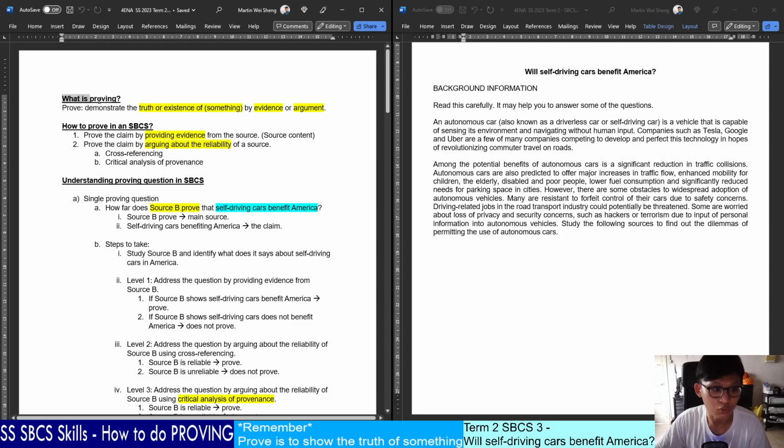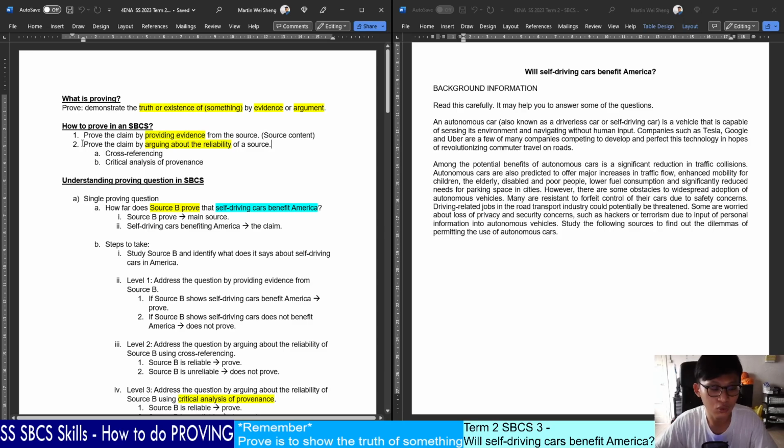So what is proving? When we talk about proving, we are always trying to demonstrate the truth or the existence of something. And we demonstrate this truth by using evidence or by our argument. So how do we do proving in source-based case study? Number one, you have to prove the claim by providing evidence from the source. In other words, this is our source content level.